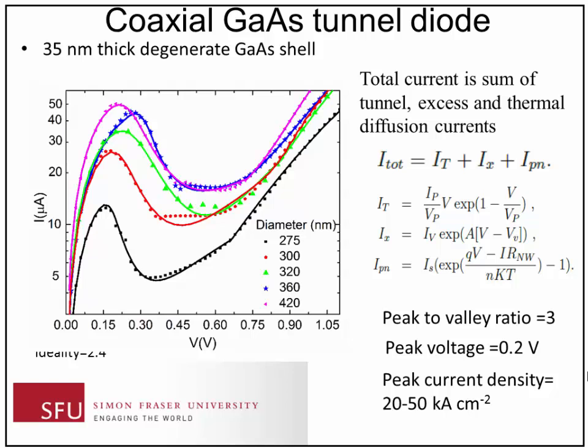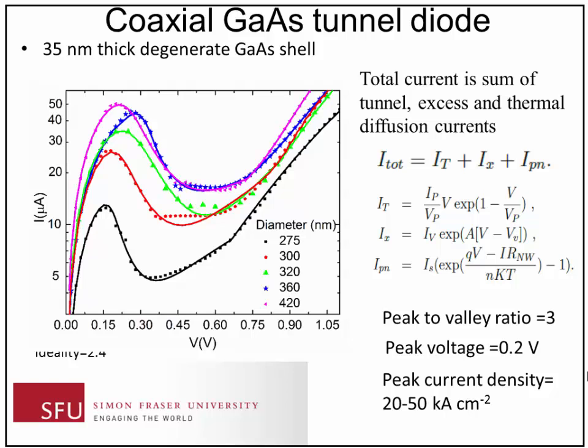So the first part of the curve is given by the tunnel current, characterized by peak voltage and peak current, and the second part of the graph is the well-known PN junction current. We've made a very nice peak-to-valley ratio of 3, and the peak current density is 20 to 52 amps per centimeter squared, which is comparable to the planar tunnel diodes used in multi-junction solar cells. This is very promising.